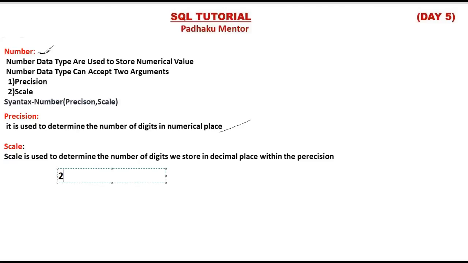Let me give one more example. Suppose 2345.78. Now, how many digits in this? In this number we have 6 digits. How many decimal places? 2 decimal places. So we write 6 comma 2. This is the only way to write the number data type in your database.